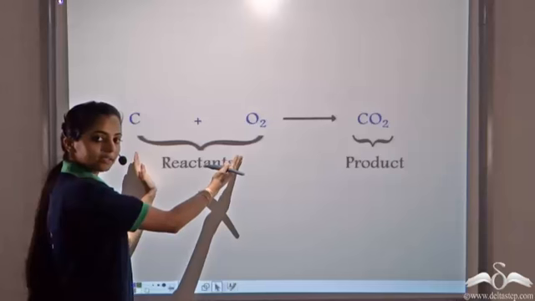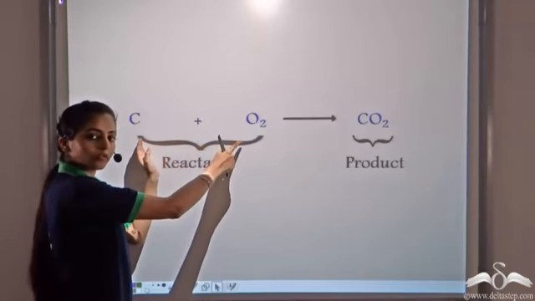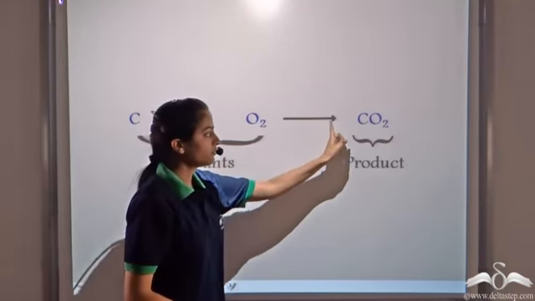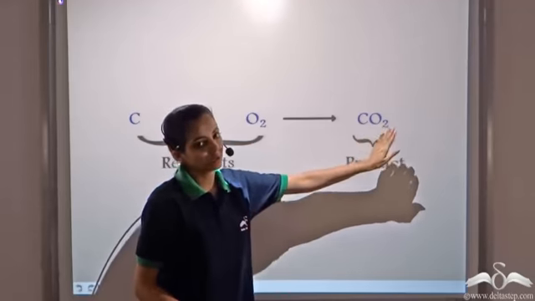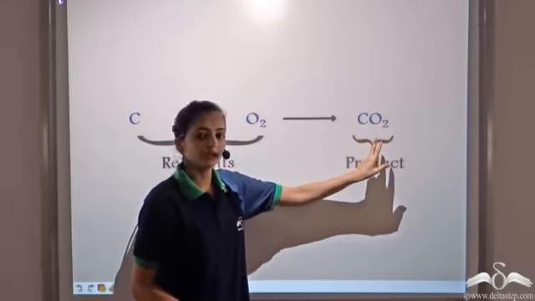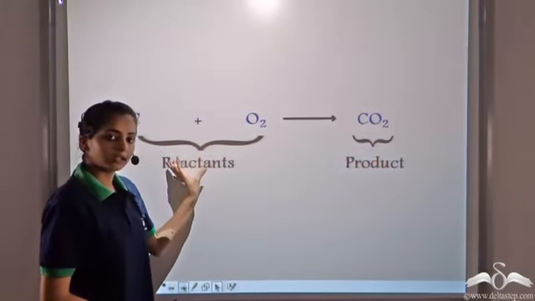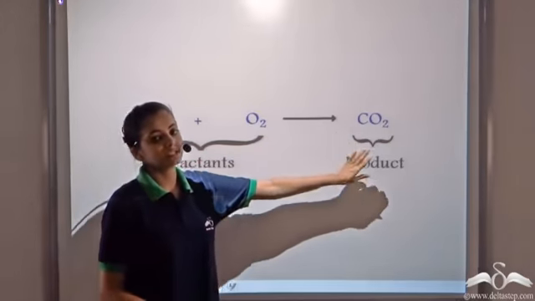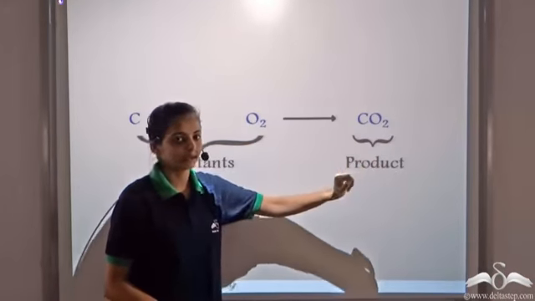So we have the reactants shown by a positive sign, the number of reactants. They give the product. So there can be more than one products being formed. So in this case, carbon and oxygen are the reactants. They react to release the carbon dioxide gas, which is the product.